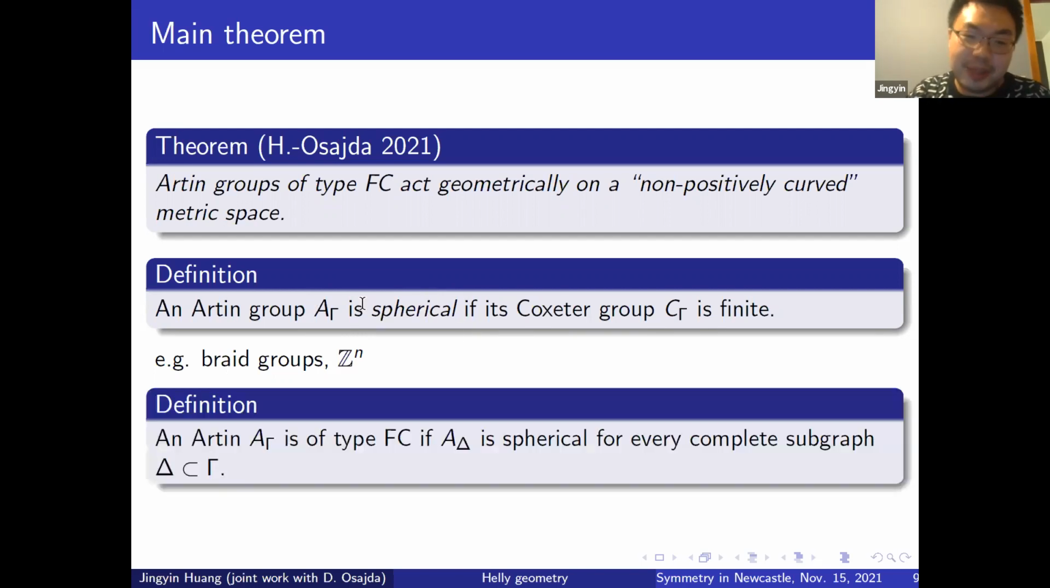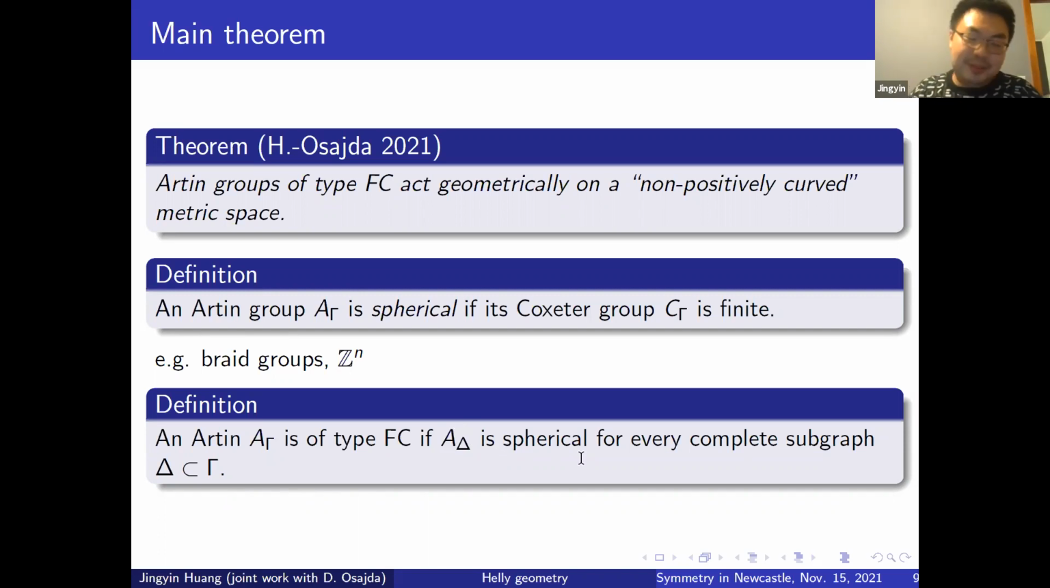And what are the Artin groups of type FC? The definition is a bit technical, but I want to mention what it really says. It basically says that an Artin group of type FC is what you get when you take spherical Artin groups and glue them together in some nice way. The rigorous definition is the following. Let's say I give you a graph, the defining graph of the Artin group. It requires that for each complete subgraph, which also defines a sub-Artin group, I want that Artin group to be spherical.